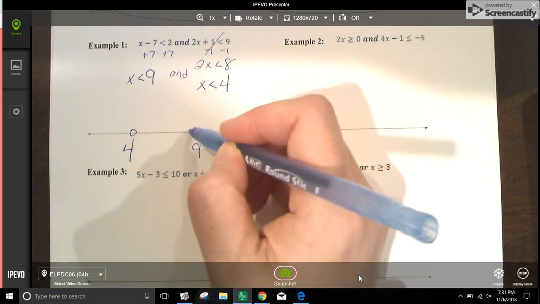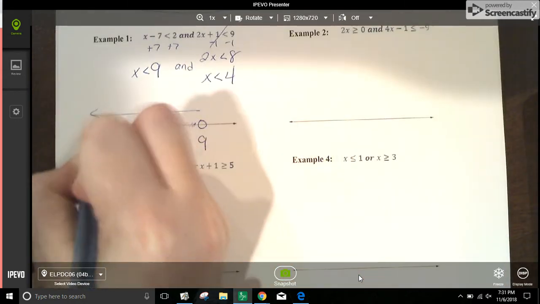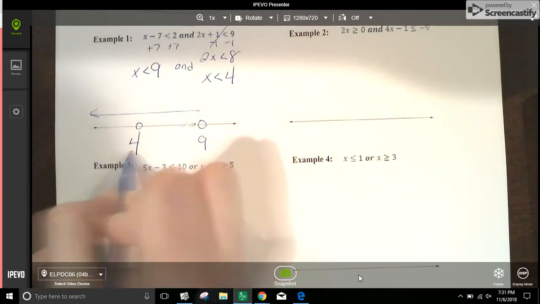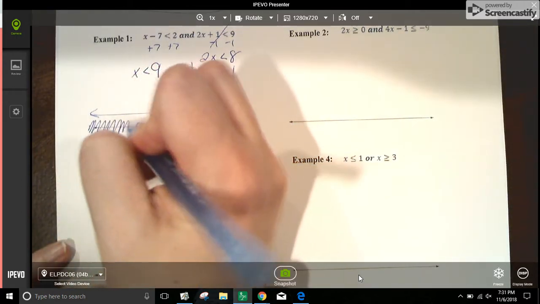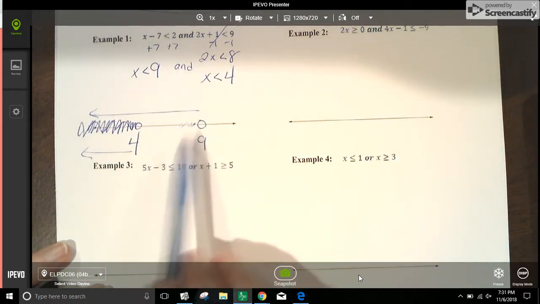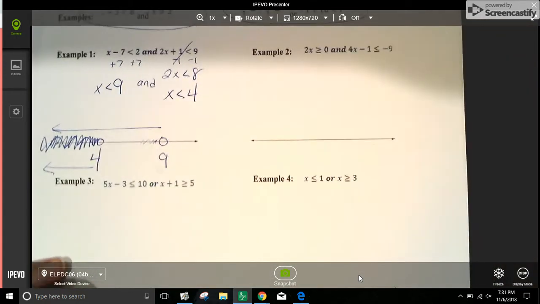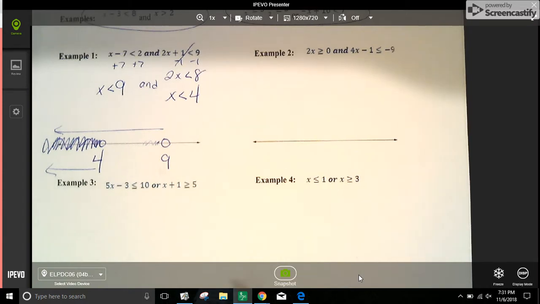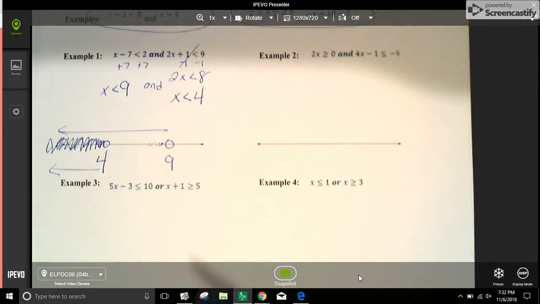So x is less than 9. I'm going to do my arrows. X is less than 9, and x is less than 4. So really for this one, the shading is overlapping down here. It's less than 9 and less than 4. Your shading overlaps to the left. Remember, with and statements, it's just where it overlaps. So you're only shading one part. The or is when you shade in different parts. And is just one part you're shading.